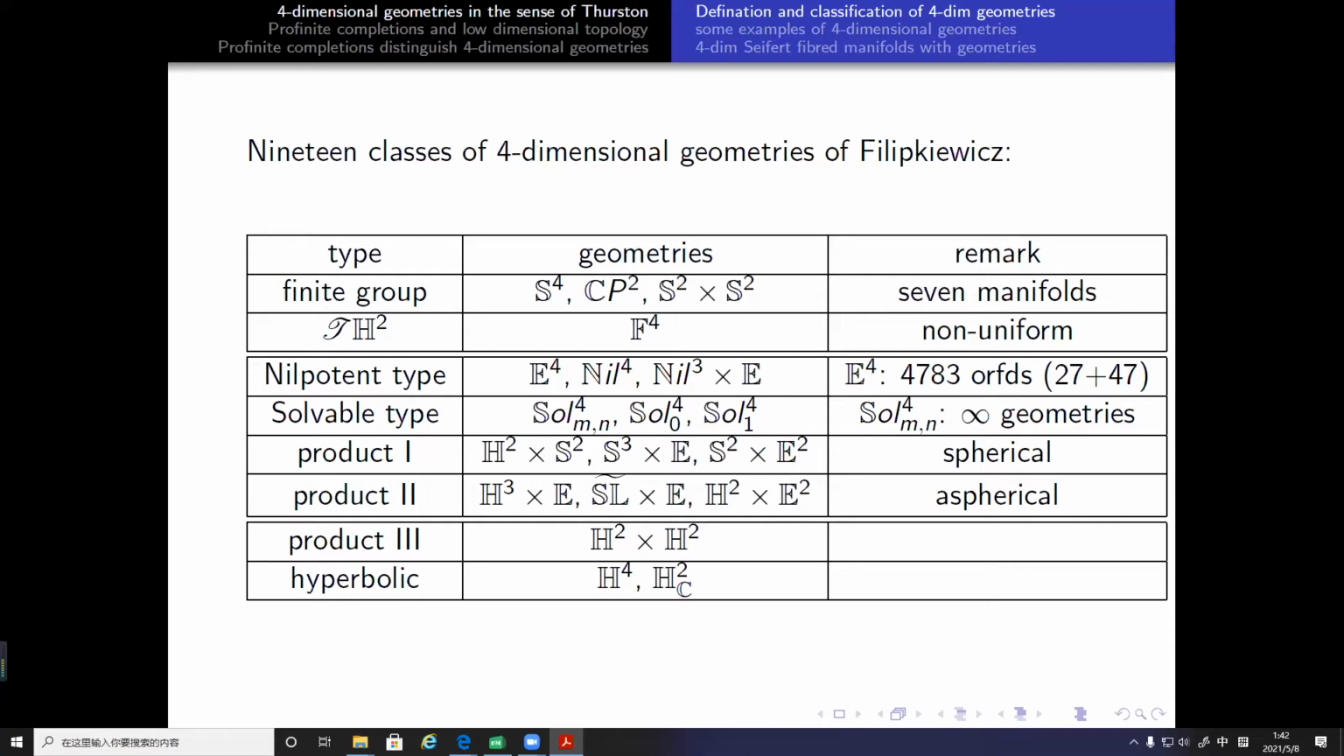And so this type is a little more difficult than these three types. Here is the three-dimensional hyperbolic space times the real line. This is the SL2 tilde R times the real line, and this is the hyperbolic plane times the real line. And here the manifolds with these three types of geometries are spherical. So in other words, everything about the manifold is determined by its fundamental group.